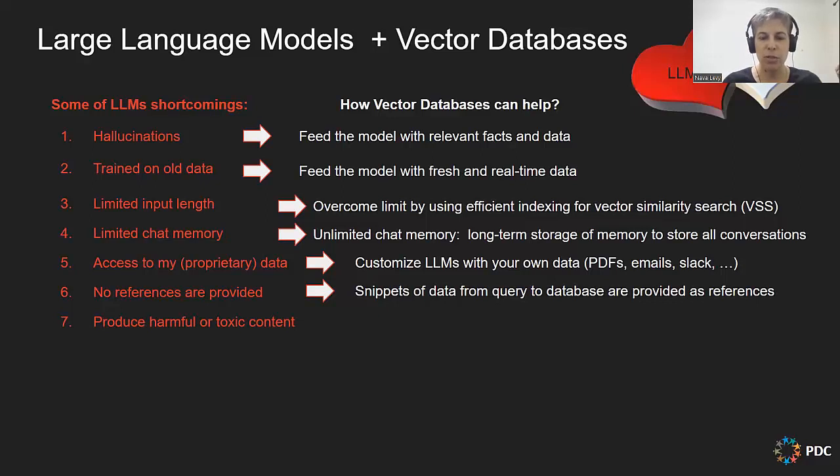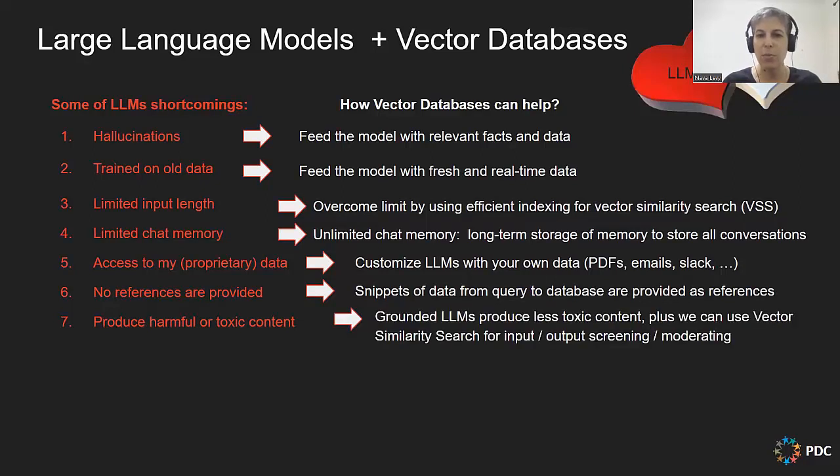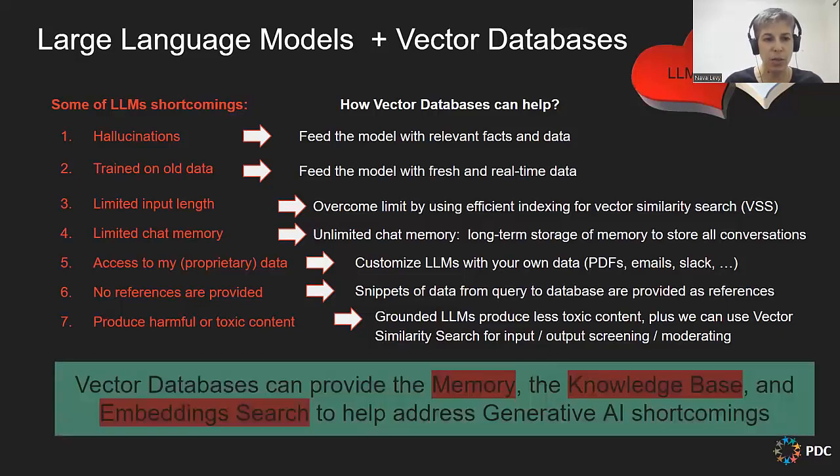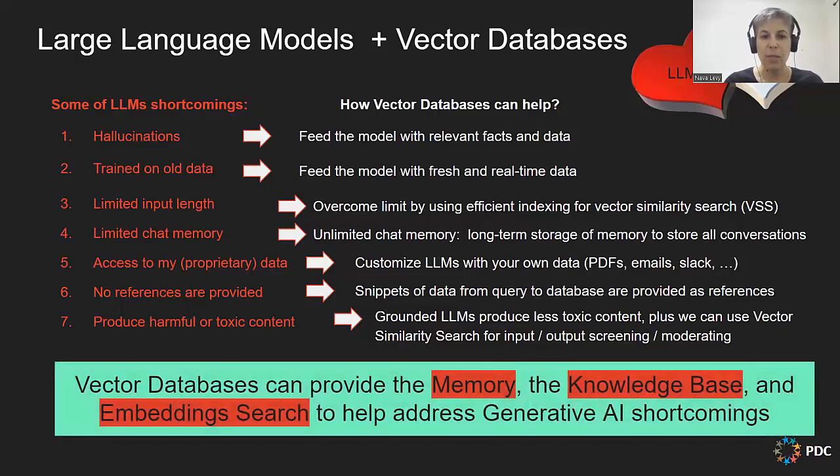Produce harmful or toxic content. Grounded LLMs produce less toxic content. Plus, we can use vector similarity search for input or output screening and moderating, the same way that vector similarity search is used for anomaly detection or fraud detection or content moderation. Vector databases can provide the memory, the knowledge base, and embedding search to help address generative AI shortcomings, in summary.